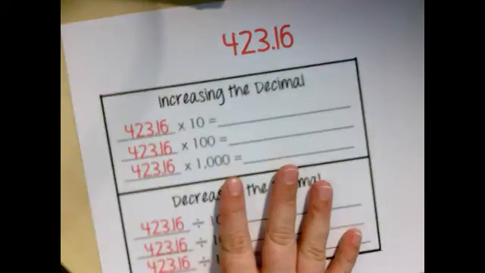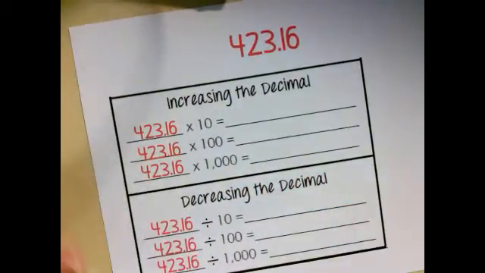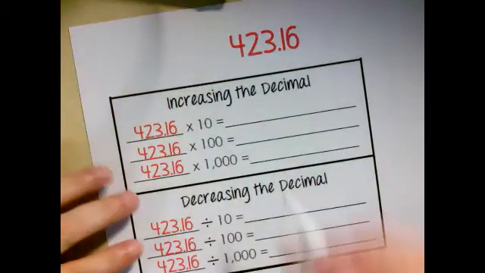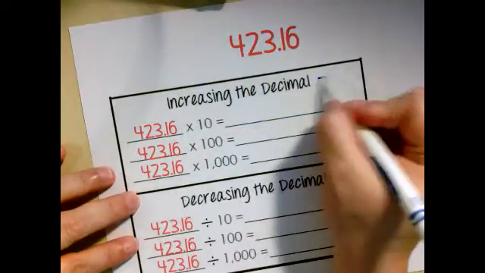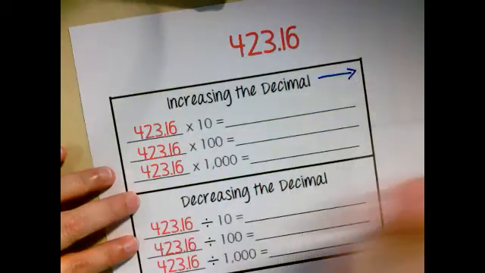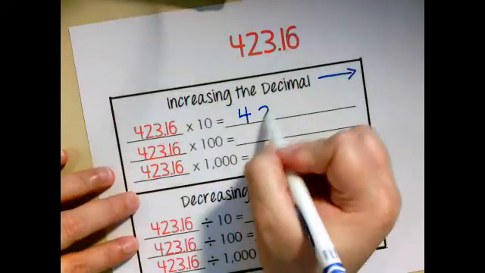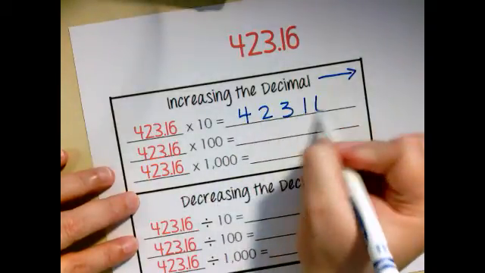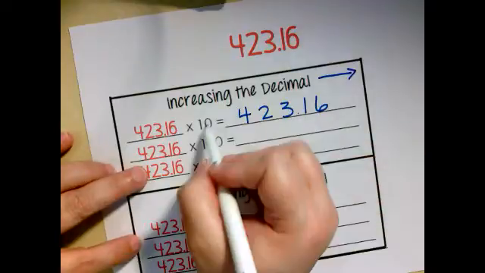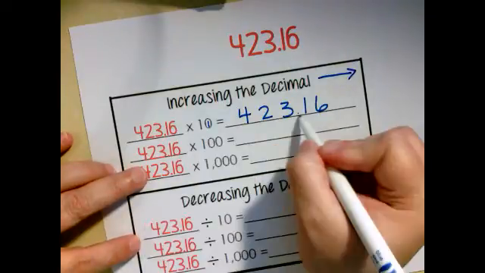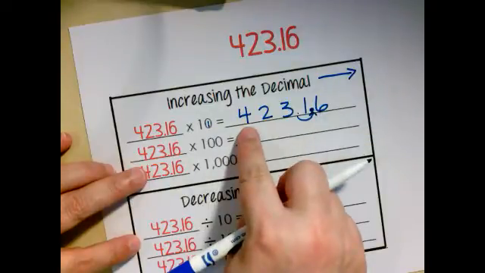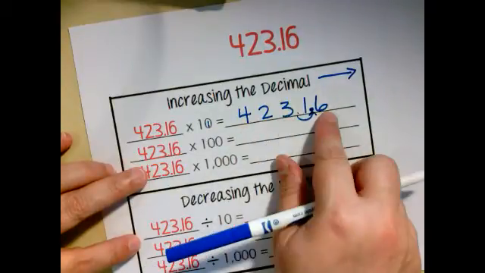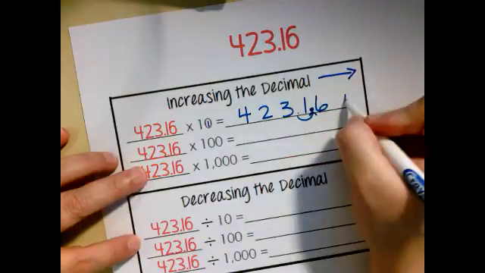Here's another one, and we've been doing these in class. These are just for practice. But if you need some help remembering how to do this, remember when you are multiplying, you're moving the decimal to the right because you're making your number bigger. So this here, if my decimal starts here and I'm multiplying by 10, I'm going to move the decimal over one place, and I end up with 4,231 and 6/10. I should write that over here a little more clearly.